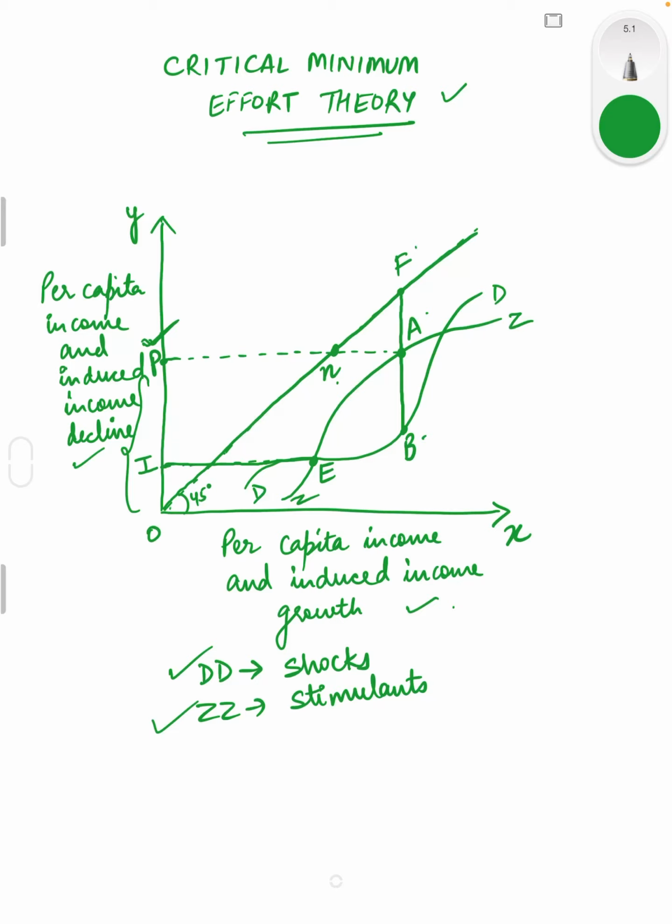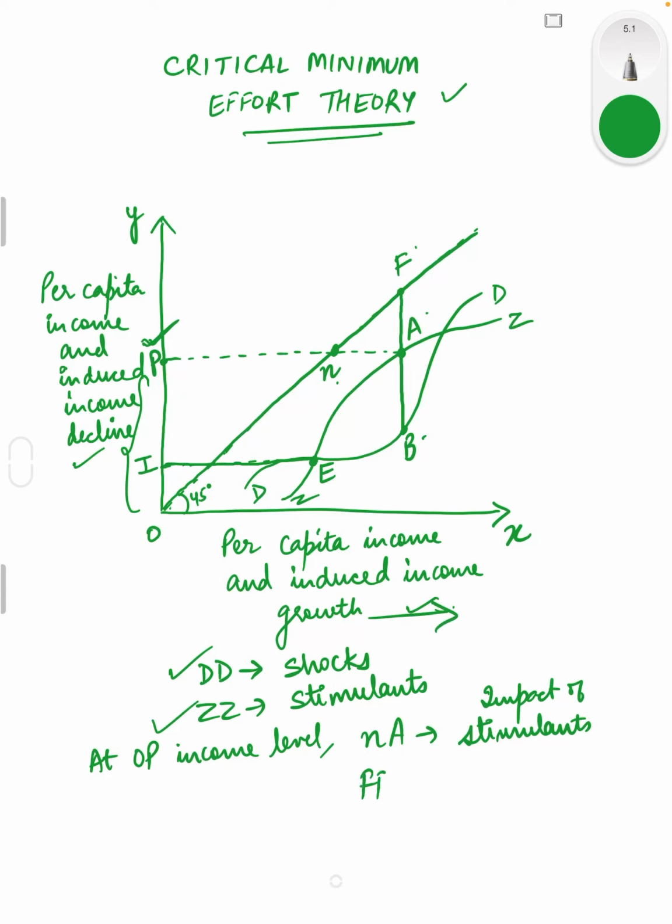Now what exactly are we trying to show? That at OP income level, that is when the economy achieves this income level, NA is what? NA is the impact of stimulants, because the stimulants are going to work in this direction along the x-axis. So when OP is the level of income, NA is the impact of stimulants in the economy, whereas at OP level of income, FB is the impact of shocks.